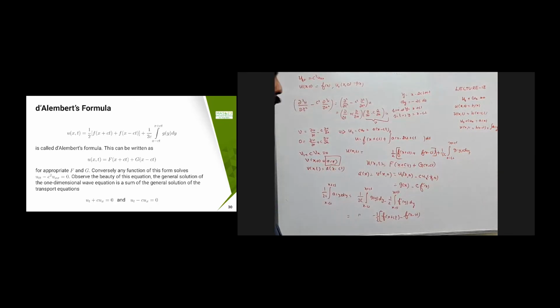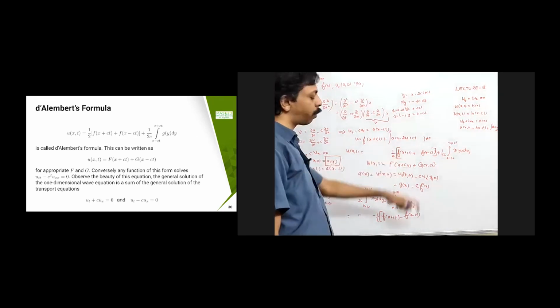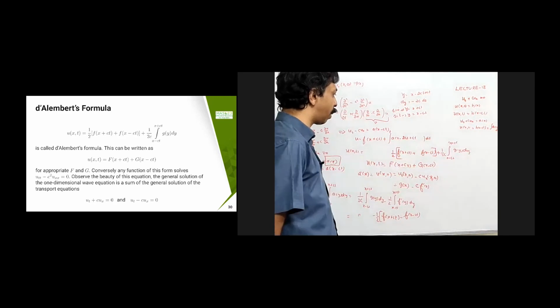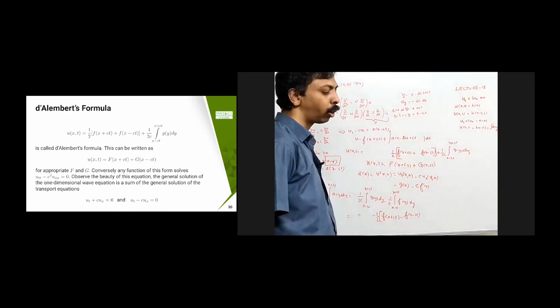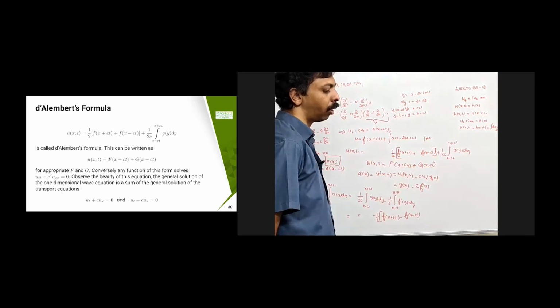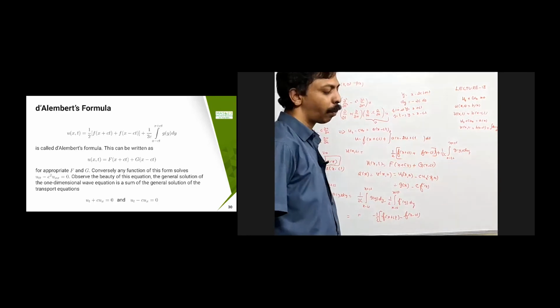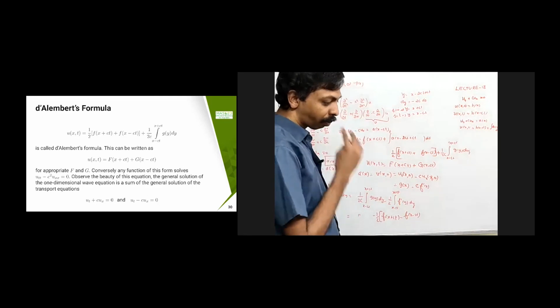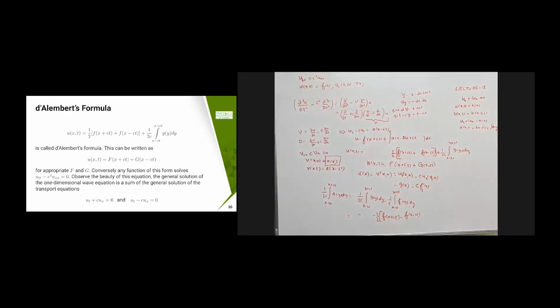This formula is called D'Alembert's formula. Okay, this formula, half into f of x plus ct plus f of x minus ct, plus 1 by 2c integral x minus ct to x plus ct of g of y dy, that is called D'Alembert's formula. So this is going to be your solution. Conversely, you can take this formula for u of x comma t and verify that this is going to solve this problem.